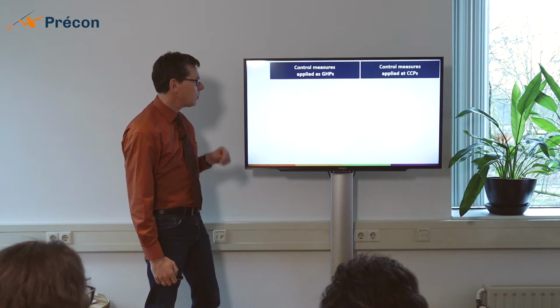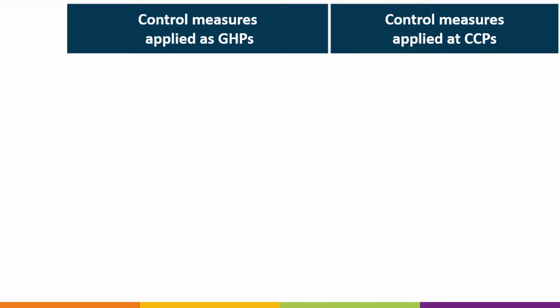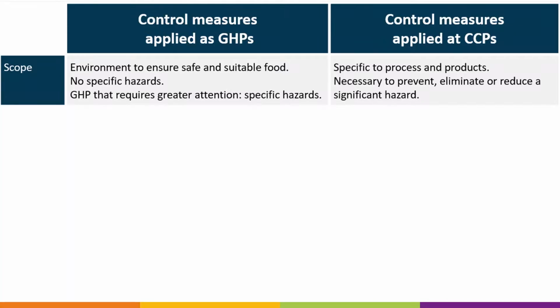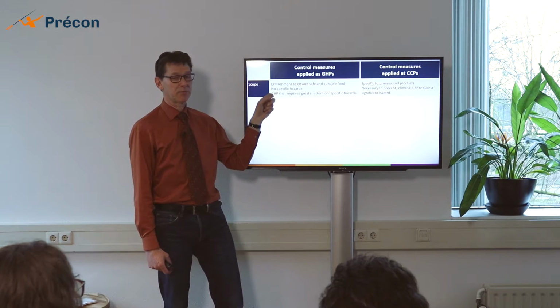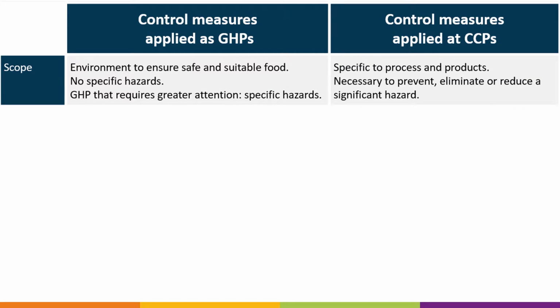Let's have a look into these GHPs that require greater attention. Basically, the concept is like OPRPs in ISO 22000. Here we've got the GHPs, and here we've got the CCPs. And CCPs are meant to control significant hazards. And the CCPs are specific to a process or a product. These good hygiene practices, they are to ensure a safe environment in the working space in which these processes are taking place and these products are being produced. And they won't deal with specific hazards.